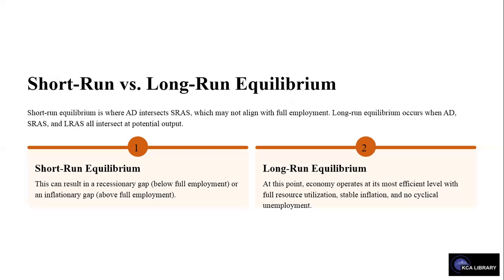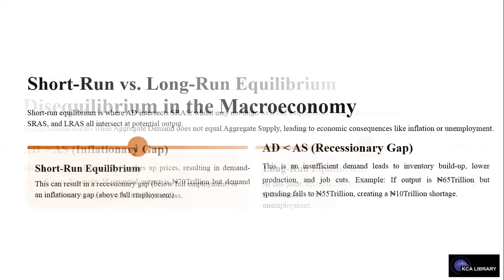And the short run equilibrium can result in a recessionary gap, which is below full employment, or the inflationary gap, which is above full employment, while at the long run equilibrium, the economy operates at its most efficient level with full resource utilization, stable income, and no cyclical unemployment.